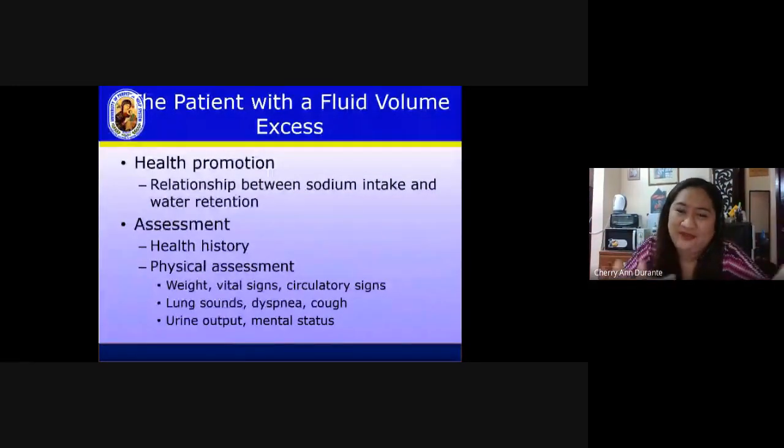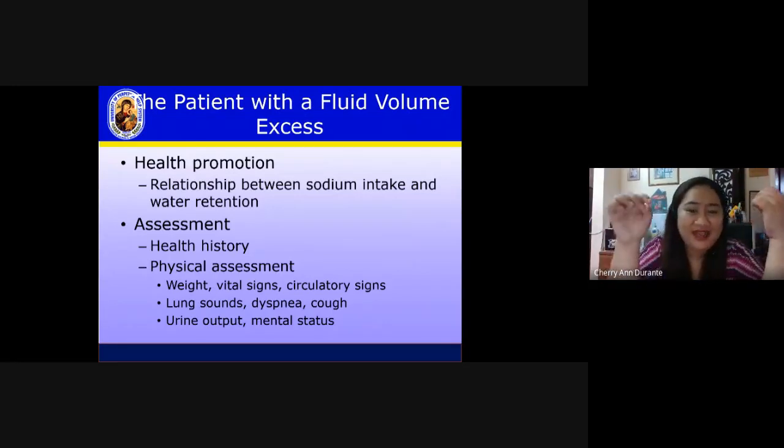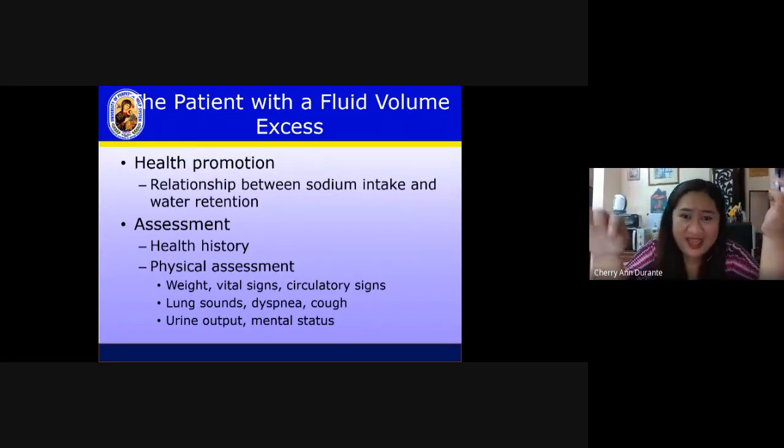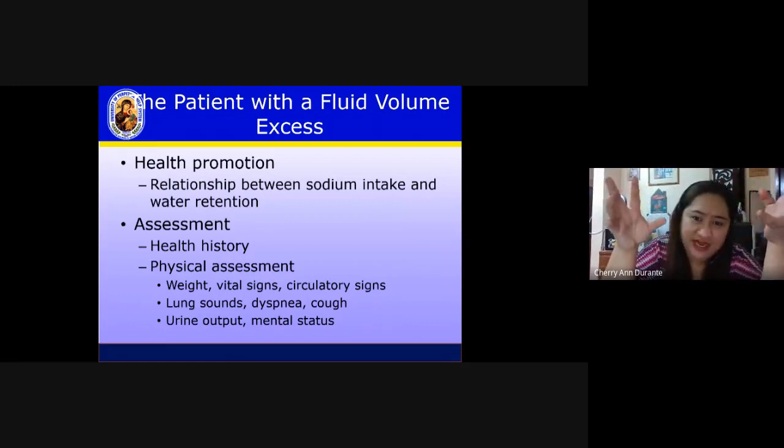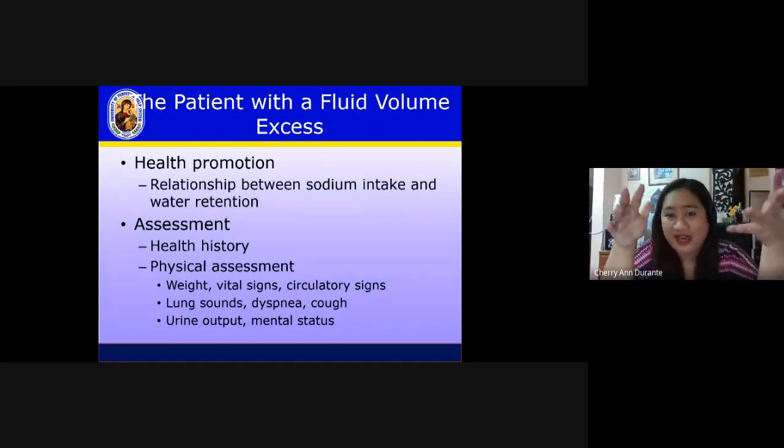So, ibig sabihin, if the sodium is retained, marami kang kinain na sodium, high in sodium, like chips. Basta yung mga salty foods, ayan. So, kinain mo, okay? Ang nangyari, mas mag-retain ka ng water. So you have to figure that out. You have to follow your dietary recommendations.